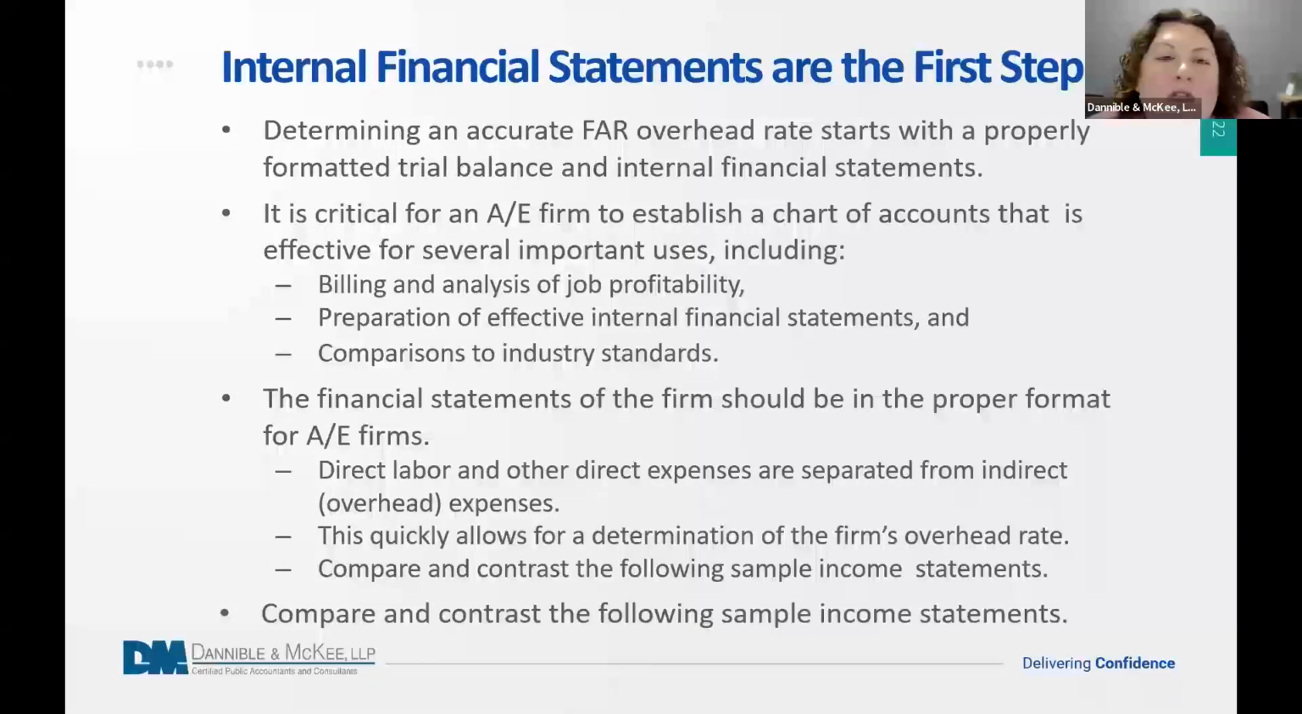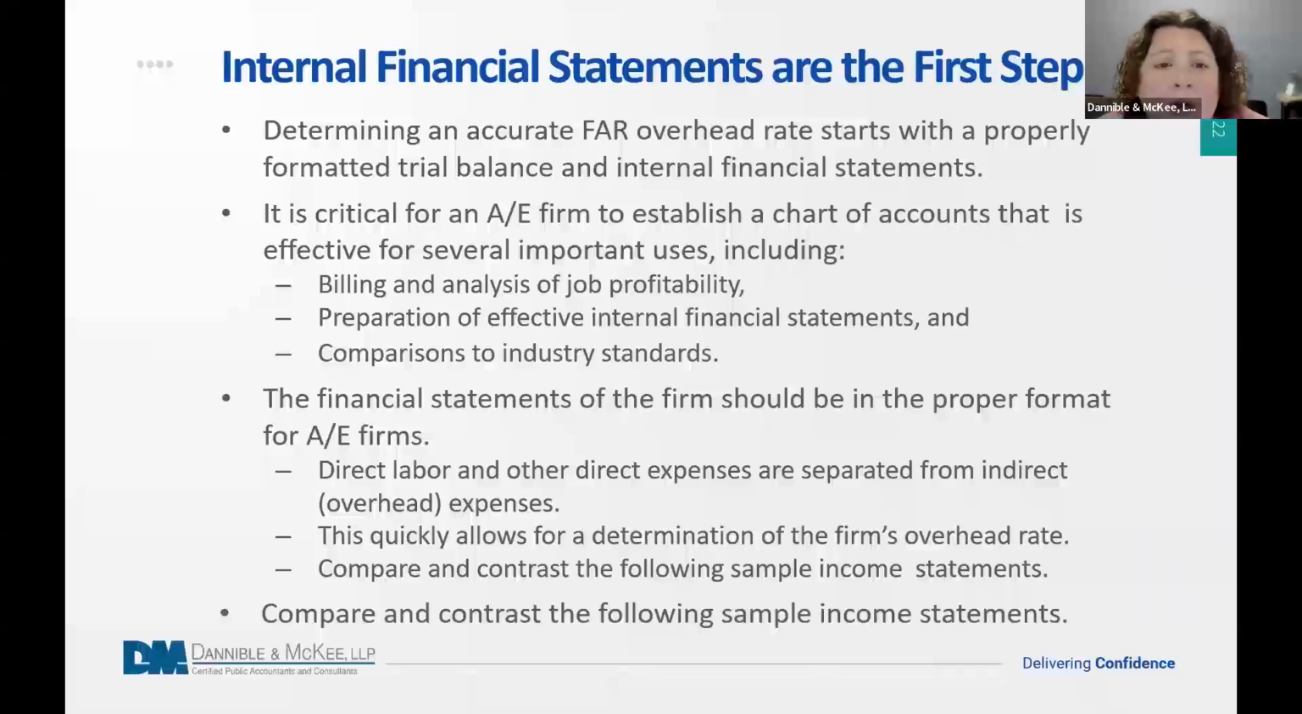So the first real step, if you are not already getting a FAR overhead rate audit completed, is really getting your internal financial statements set up. Determining an accurate FAR overhead rate is going to start with a formatted trial balance and internal financial statements. That might sound really basic and you may think that you're already doing that. However, almost every firm that we come into, we have some structural changes. We find that certain things are not being recorded correctly.